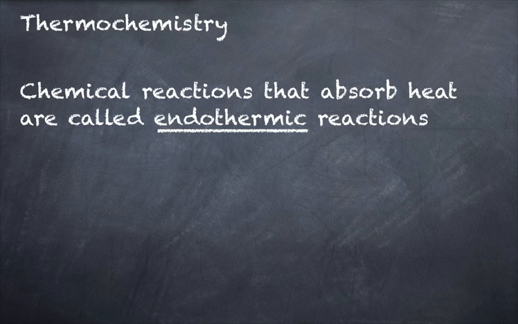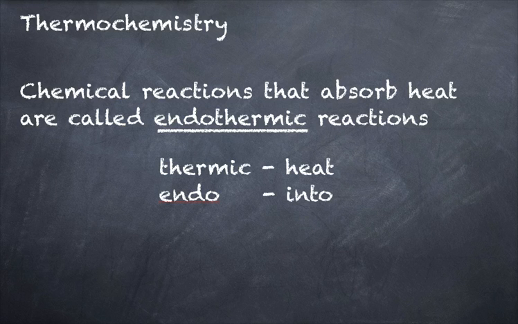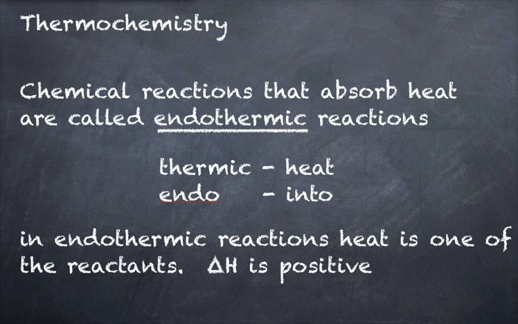The opposite term from exothermic is endothermic. And endo means into, and thermic means heat. So that means that you're actually going to take energy from the environment, from the surroundings, and put it into the system. So you are going to have heat as one of the reactants, and therefore delta H is positive.